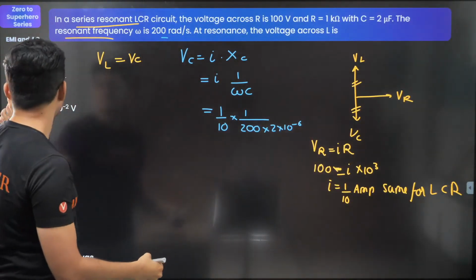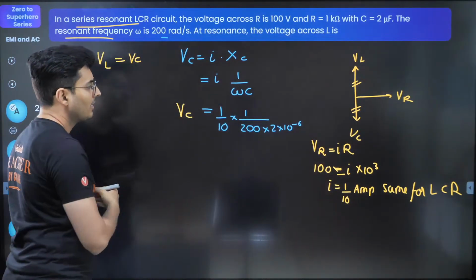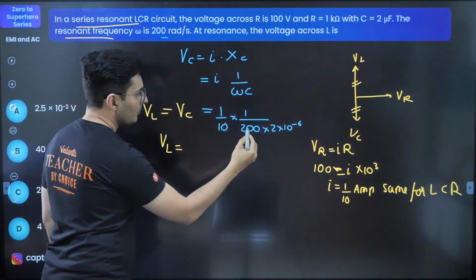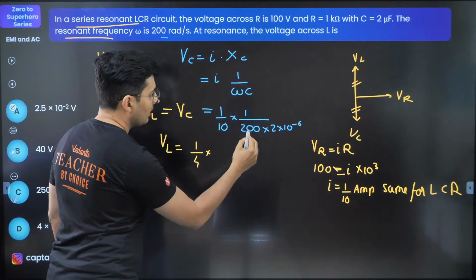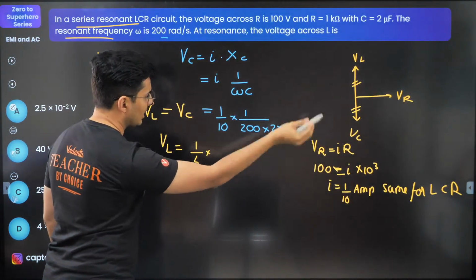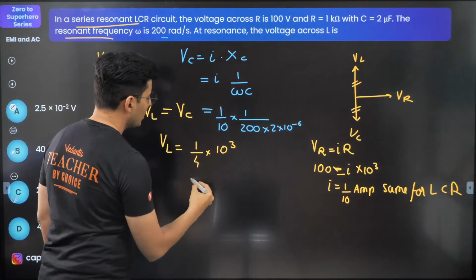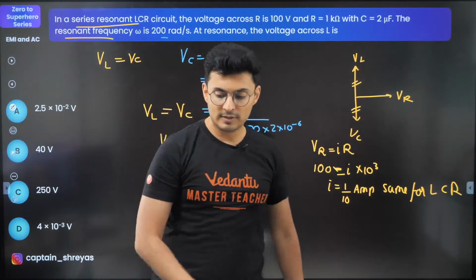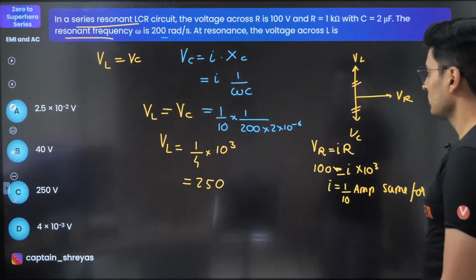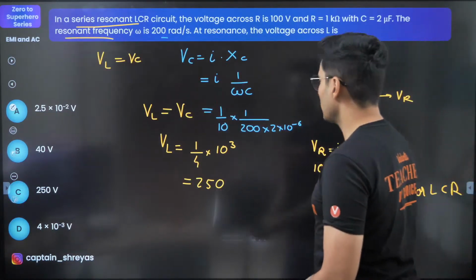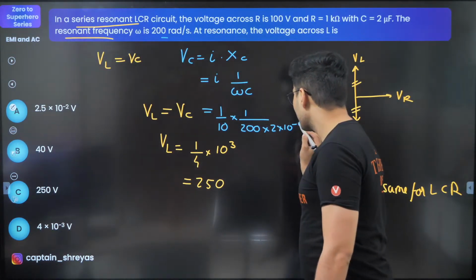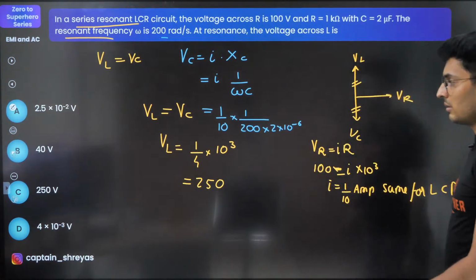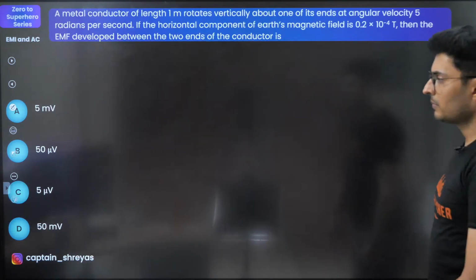This is VC, but VC is also, from this concept, equal to VL. So hence VL will be equal to 2 2s are 4, so 1 by 4 into 1, 2, 3, 3 zeros and 10 to the power minus 6. So 10 to the power minus 3 goes on the top, it will become 10 to the power 3. So that's 1000 divided by 4. Should it be 250 volts? Check this out. 250 volts. Yeah, it is. 1000 divided by 4 is 250. Alright? Makes sense. Fair enough.